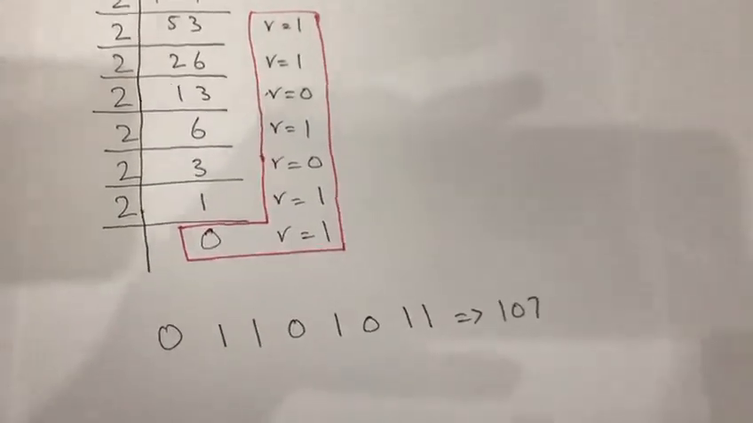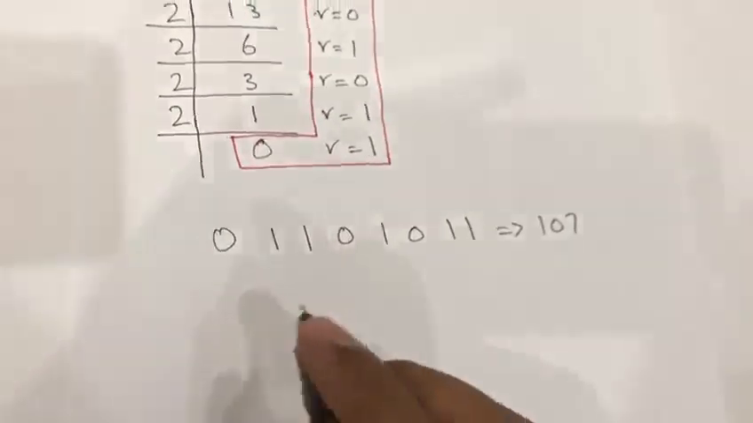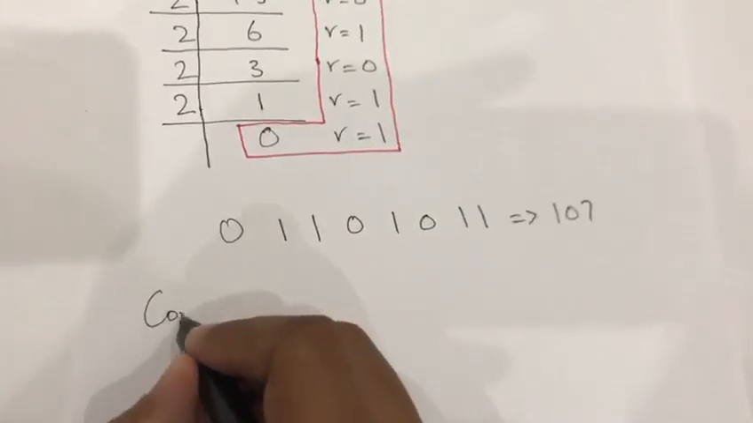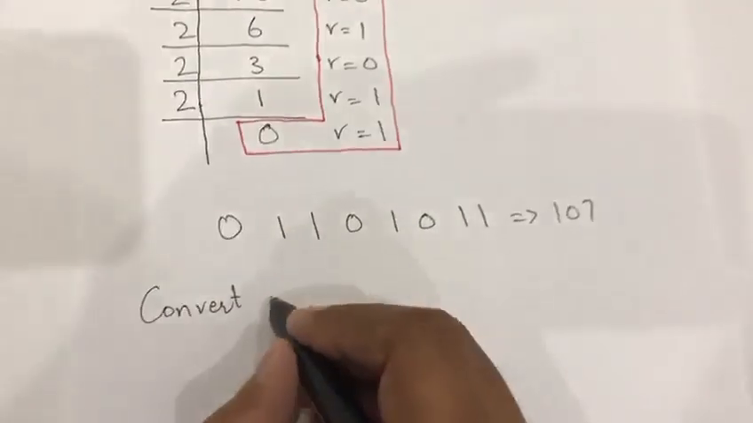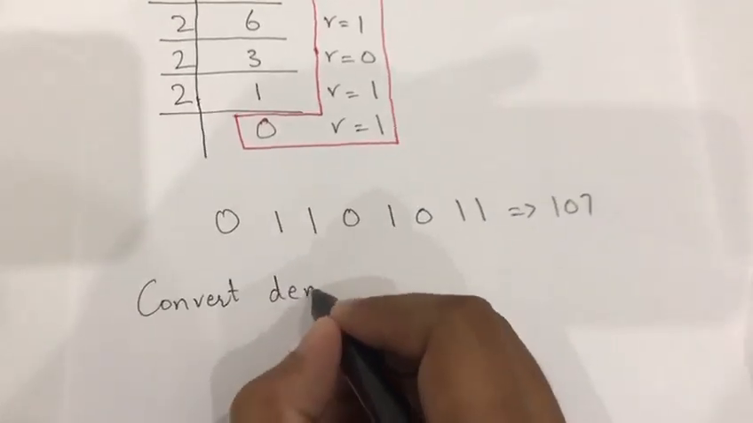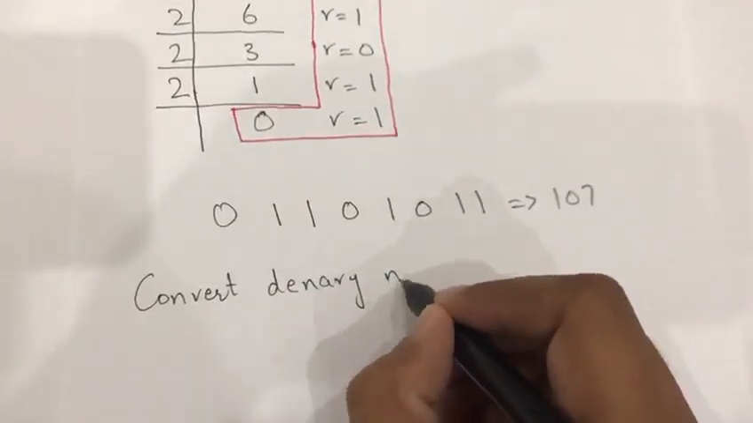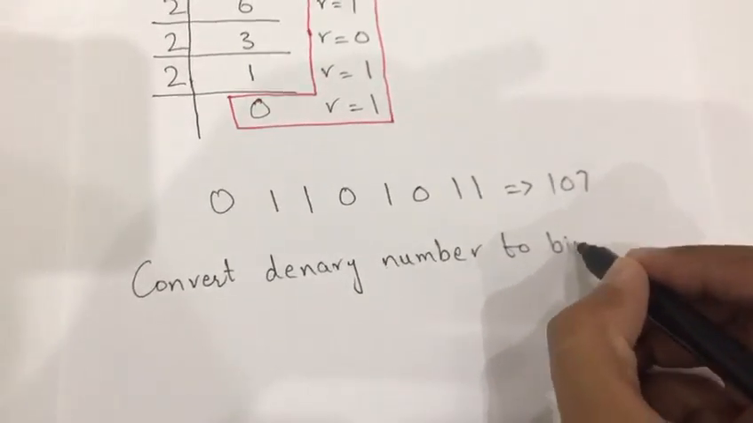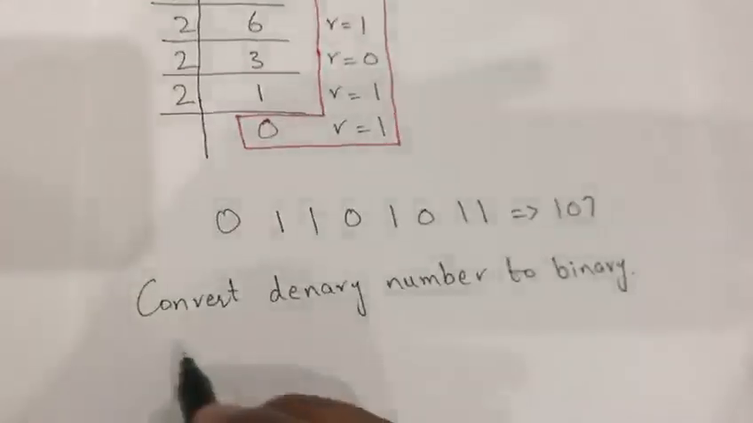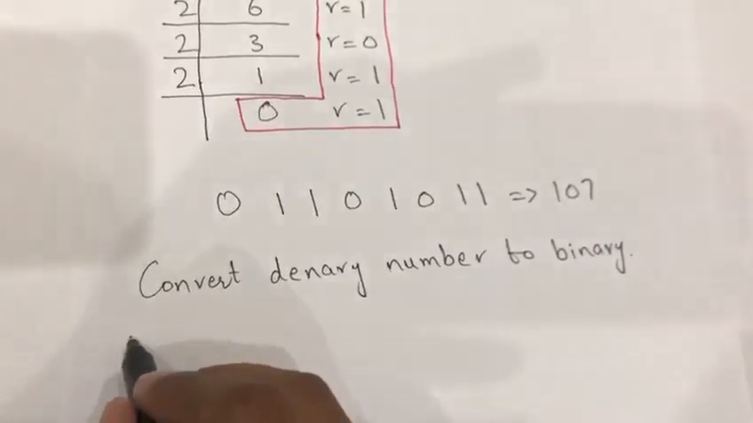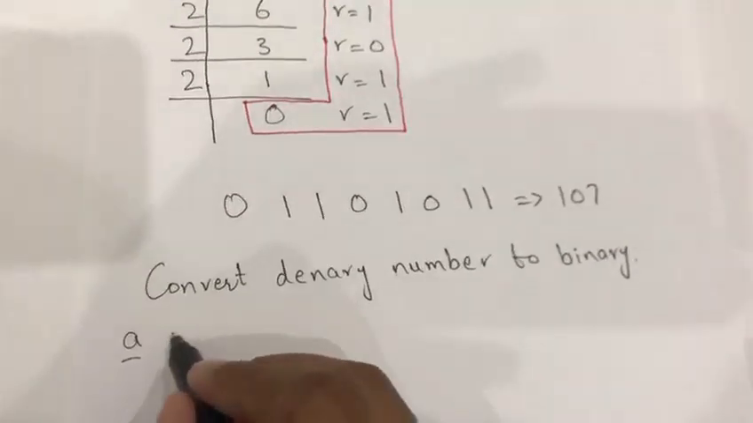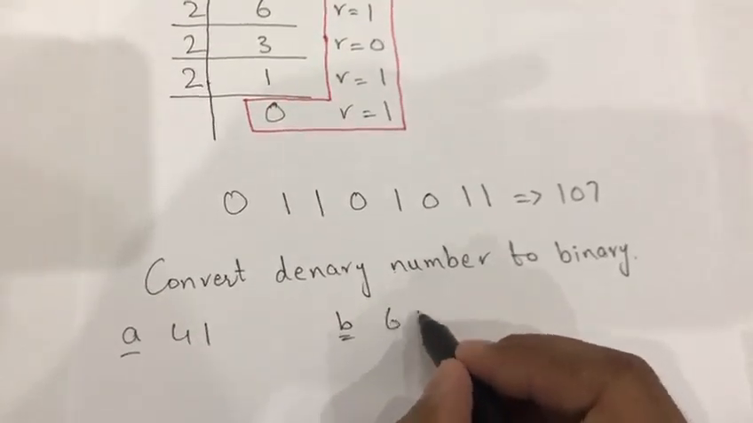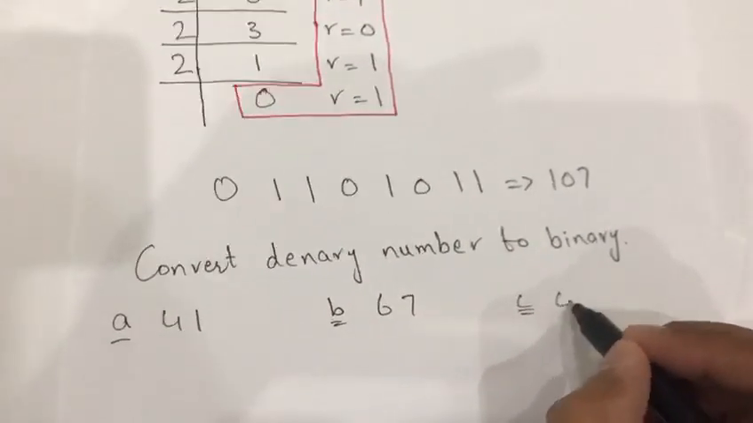So for your own practice, do solve these. You have to convert the denary number to binary. Take this as a practice. First part would be 41, second would be 67, and third 86.